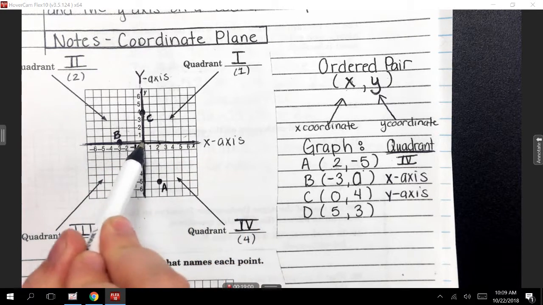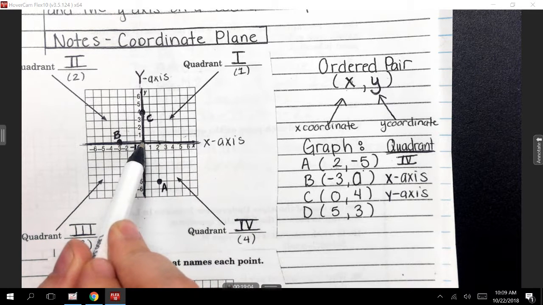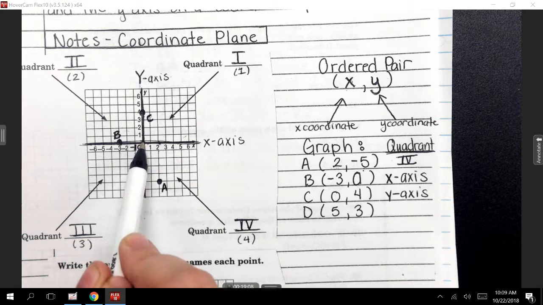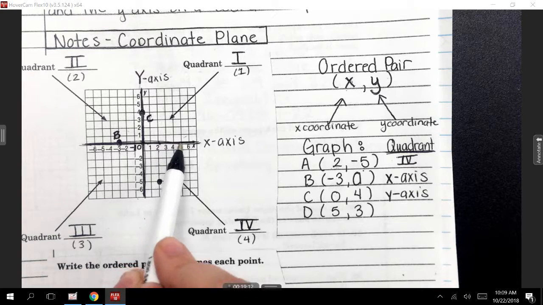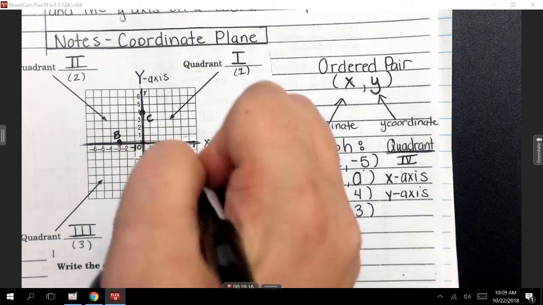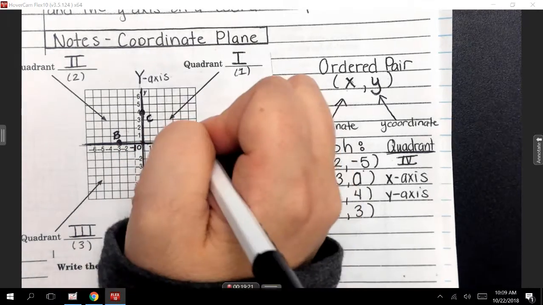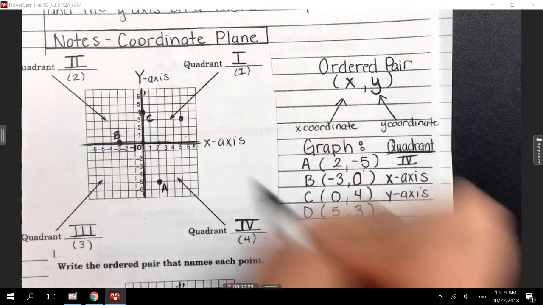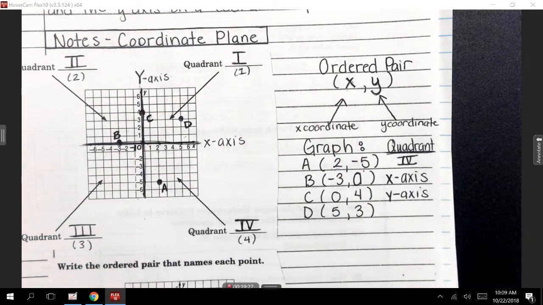Starting at my origin, Malachi, where am I going to crawl to? 5. To the right or to the left? To the right. We're going forward. So we're going to count 1, 2, 3, 4, 5. Now what do I need to do? Go up 3 because it's positive. So I'm going up 1, 2, 3. All right? And so do you see how we crawled and then we walked every time, okay? So that's D.